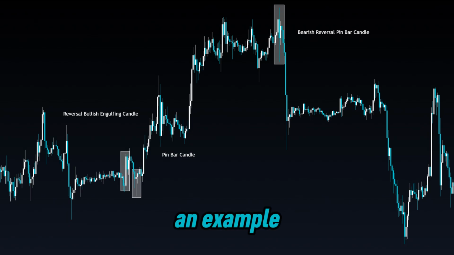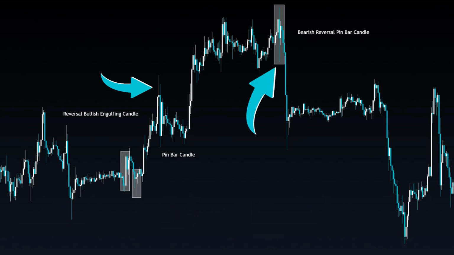Now, here's an example of a bearish pin bar candle. In this case, buyers push the price up initially, but then the bears take control and push it back down, resulting in a long upper wick. This typically signals a potential downward reversal, leading to a downtrend.